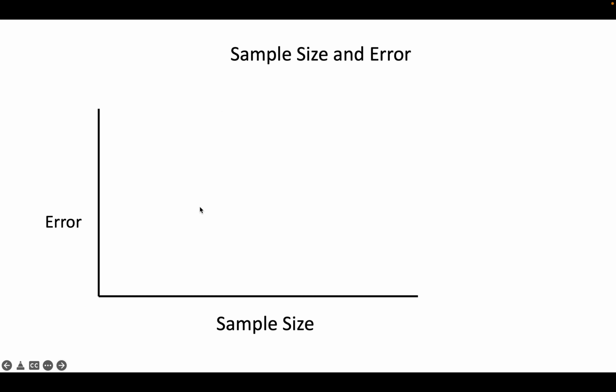I'd like to link the idea of sample size to error now. On the y-axis here we have the error rate in a study, so the amount of error it experiences, and this is sample size increasing from left to right. As you increase sample size, you decrease the random error, to the point that if you had an infinite sample size, in theory you'd have zero random error left.